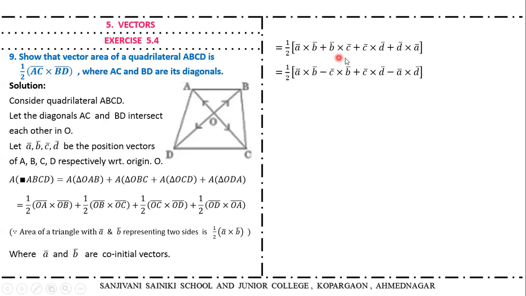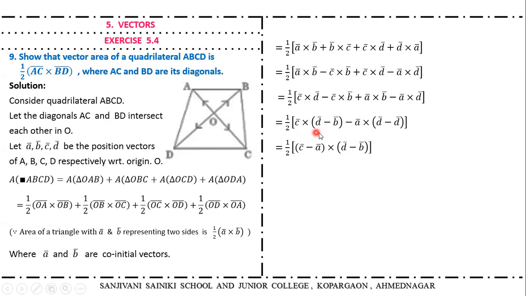Now, here B bar cross C bar can be written as minus C bar cross B bar, and D bar cross A bar can be written as minus A bar cross D bar. Then we group these terms: C bar cross D bar minus C bar cross B bar, and A bar cross B bar minus A bar cross D bar. Take C bar common from the first two terms and A bar from the last two terms. So what you get is C bar minus A bar cross D bar minus B bar.